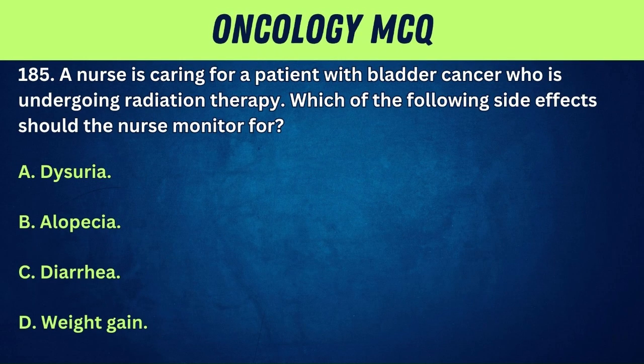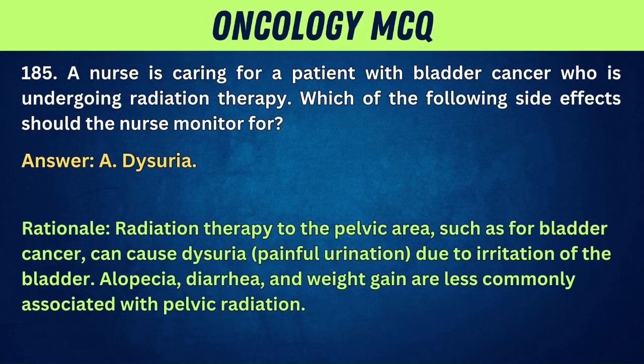185. A nurse is caring for a patient with bladder cancer who is undergoing radiation therapy. Which of the following side effects should the nurse monitor for? A. Dysuria. B. Alopecia. C. Diarrhea. D. Weight gain. Answer.